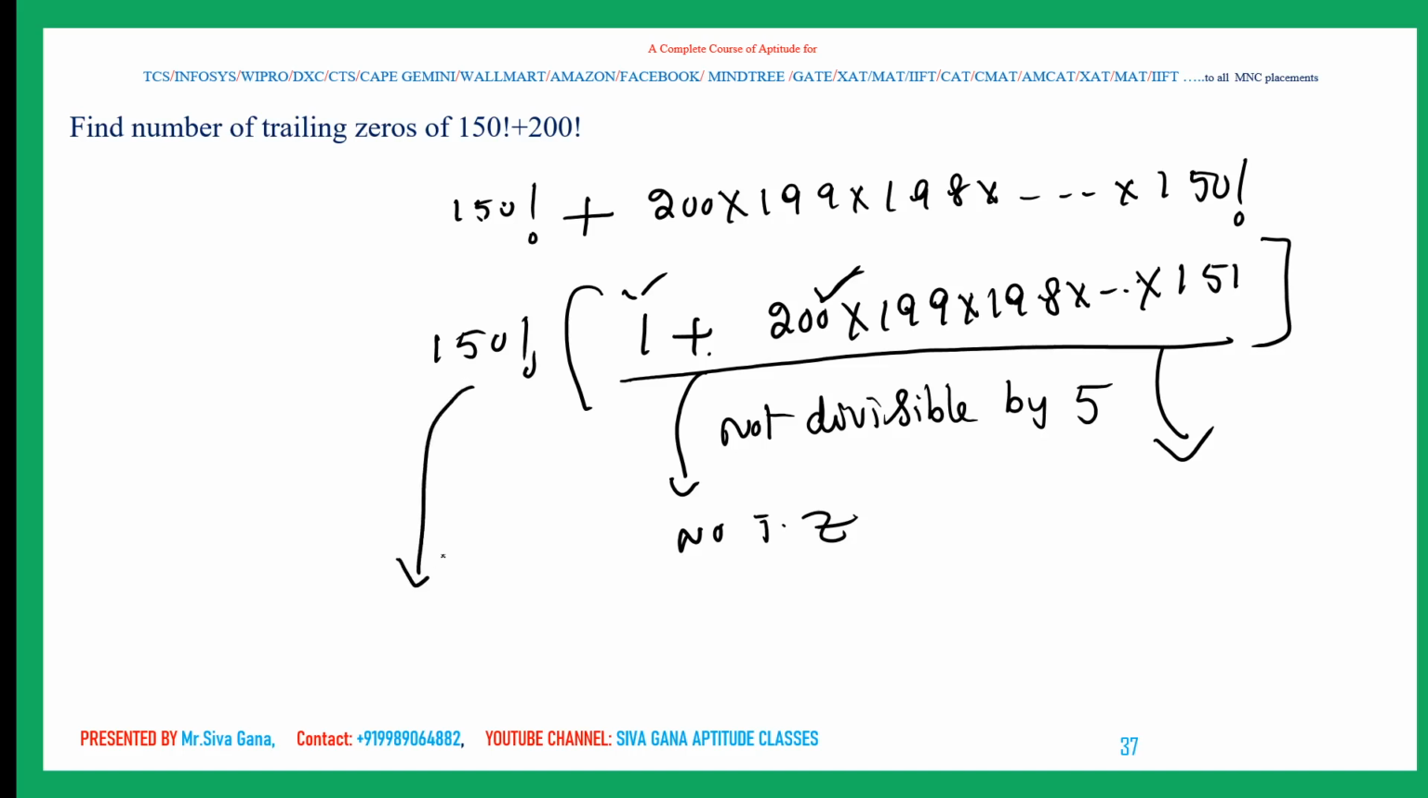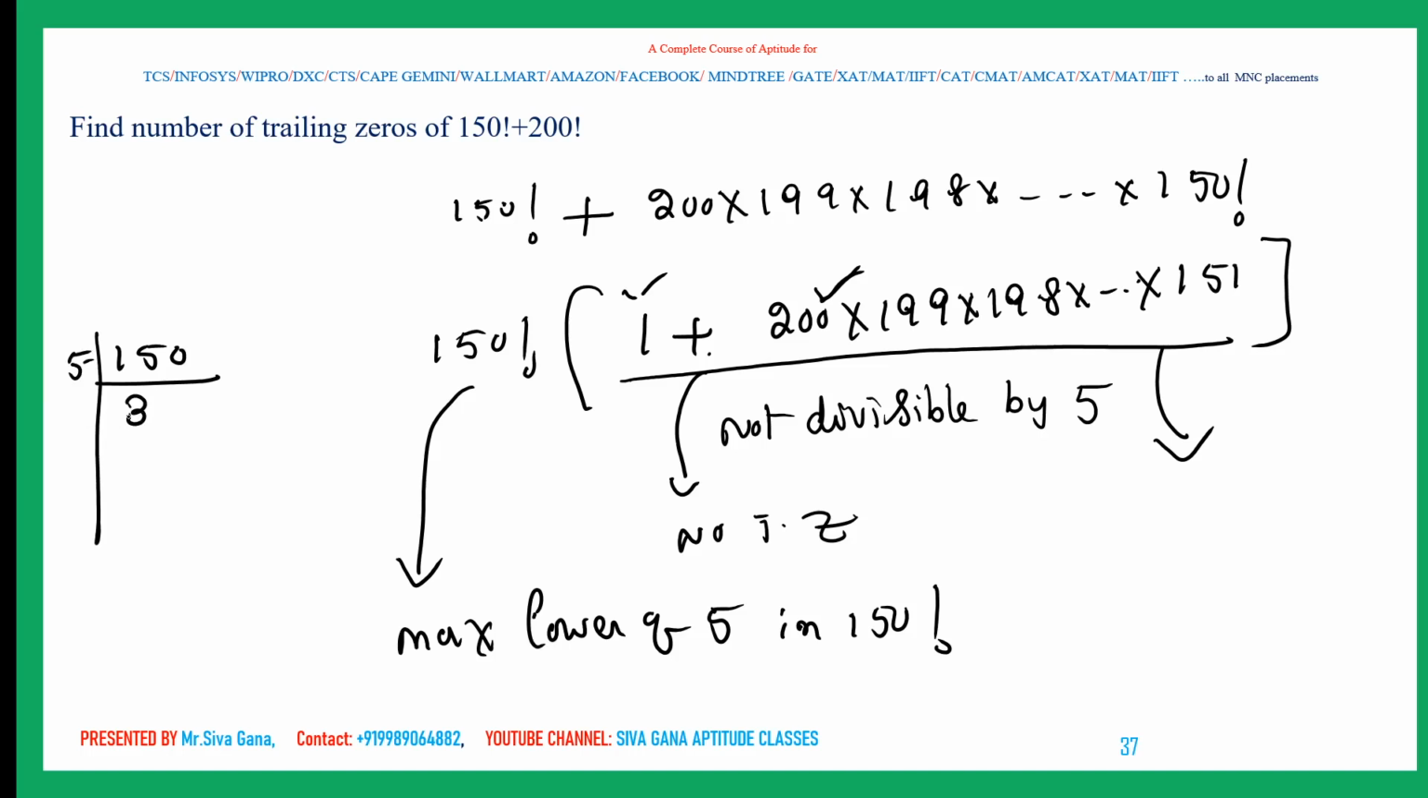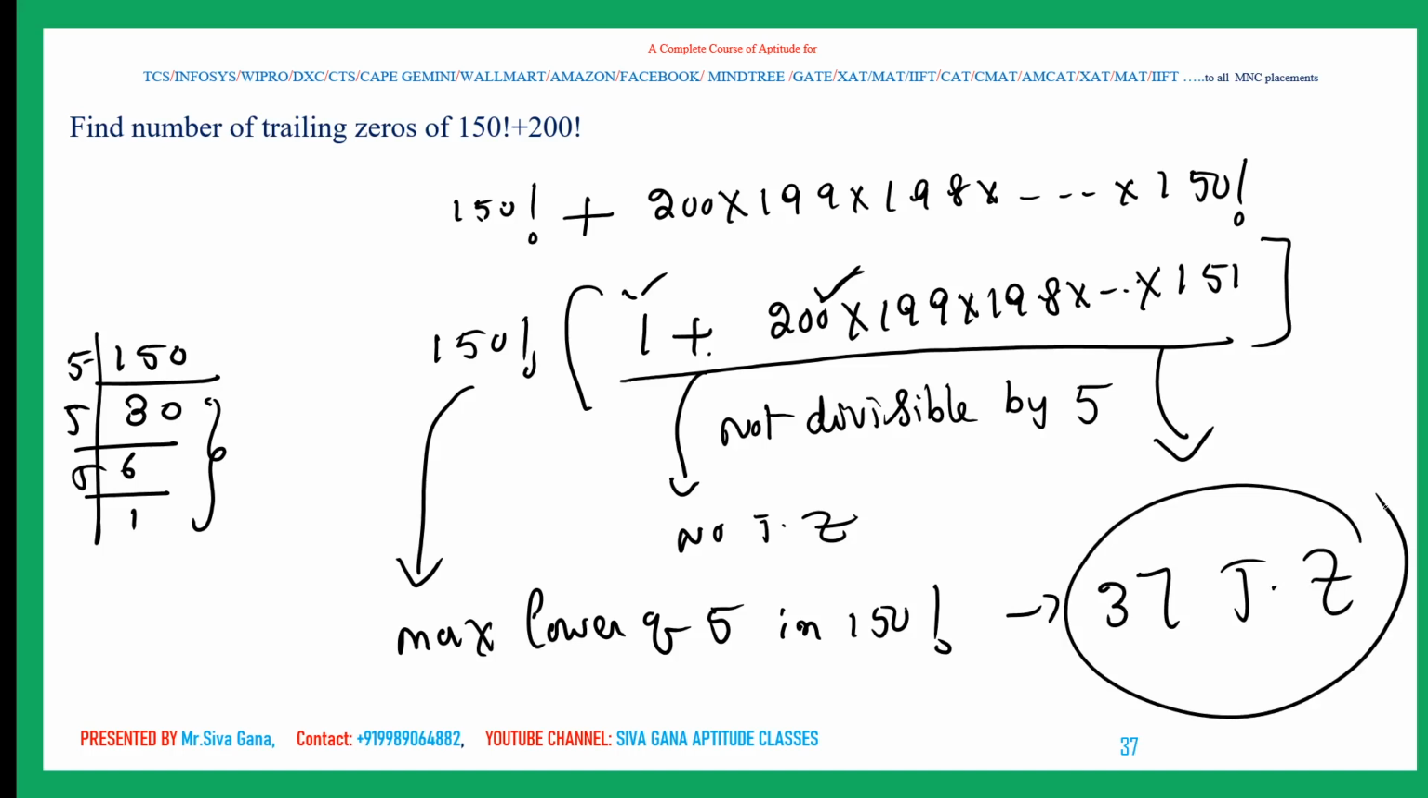So the rest of the number is 150 factorial. For 150 factorial, how many trailing zeros? It is simply the maximum power of 5 in 150 factorial. Just calculate here. 150 divided by 5 is 30, then 30 divided by 5 is 6, and 6 divided by 5 is 1. Total 37. So the maximum power of 5 in 150 factorial is 37, so 37 trailing zeros is our answer.